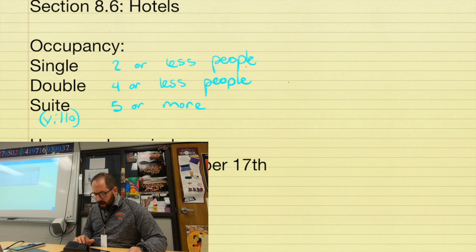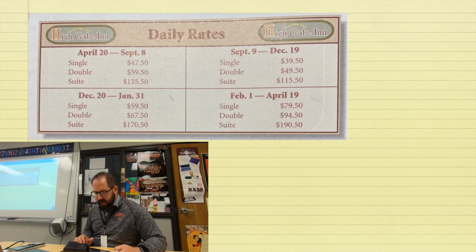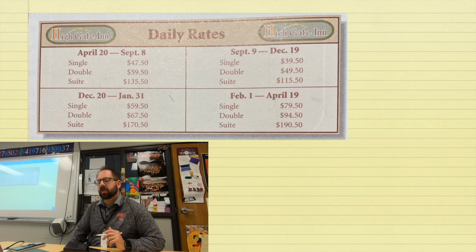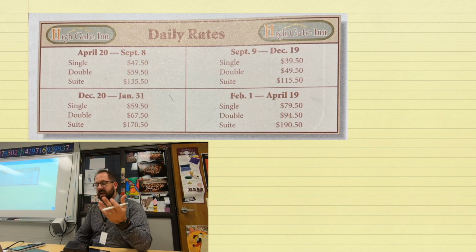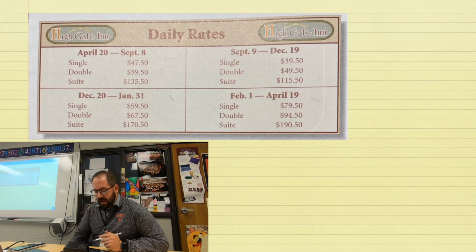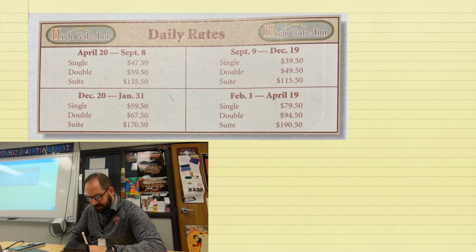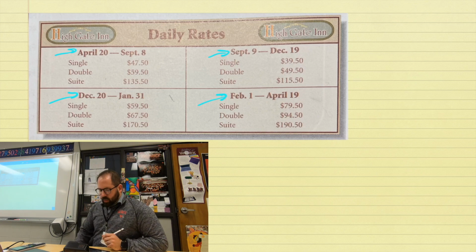But now, talking about the hotels. This example is just one that was in your textbook, so I pulled it out of there. This is called the Highgate Inn. It's got daily rates. The big thing is this is pretty practical to most hotels. They have different rates depending on the time of year, as you can see. Which ones are the most expensive?